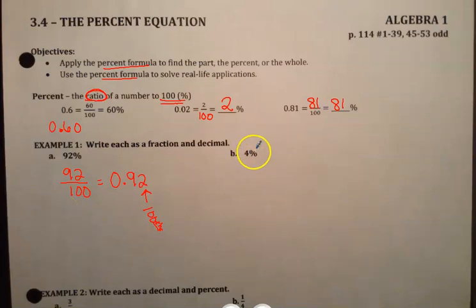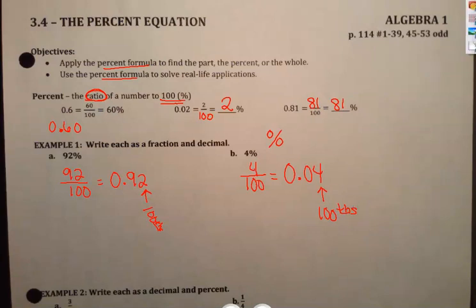Same thing, 4% is 4 out of what? Good, 100. Because percent means 100. Look, it's 100 written sideways. All right, and 4 100ths is what decimal? Good, 0.04, right? Because the 4 is in the hundredths place. Hopefully this part is review, just getting you warmed up for today.